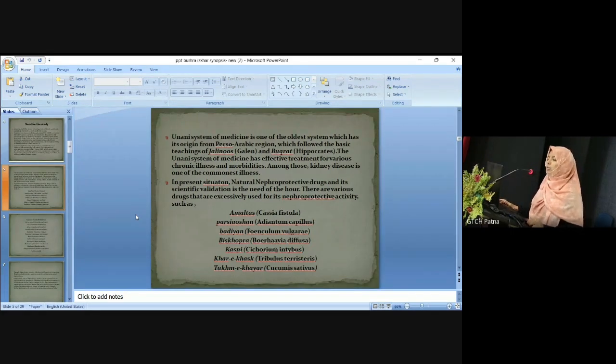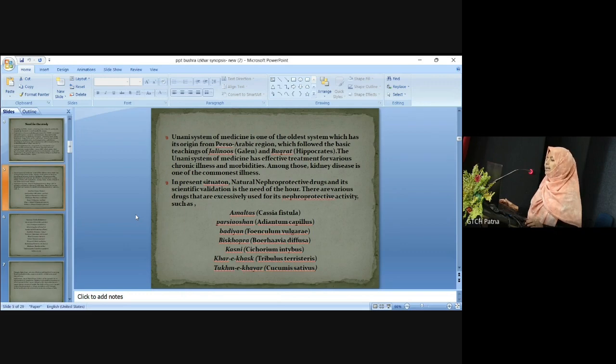So Yunani system of medicine is one of the oldest systems of medicine, which has its origin from the Persian and Arabic region, which follows the basic teachings of Jalinus and Bukhrat. The Yunani system of medicine has effective treatment for various chronic illnesses and morbidities. Among those, kidney disease or kidney injury is one of the commonest illnesses. In the present situation, natural nephroprotective drugs and their scientific validation is the need of the hour.